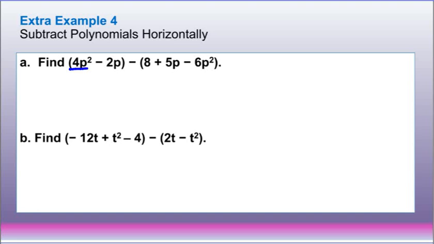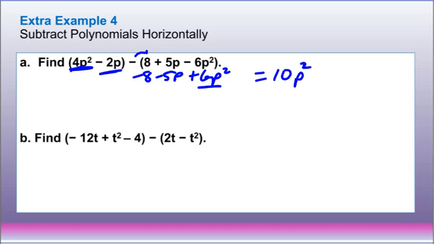Next, I have 4p squared, and I'm going to distribute. So this would be a minus 8, a minus 5p, and a positive 6p squared. So 4p squared plus 6p squared equals 10p squared. Negative 2p plus a negative 5p is a negative 7p. And I have a minus 8 at the end.